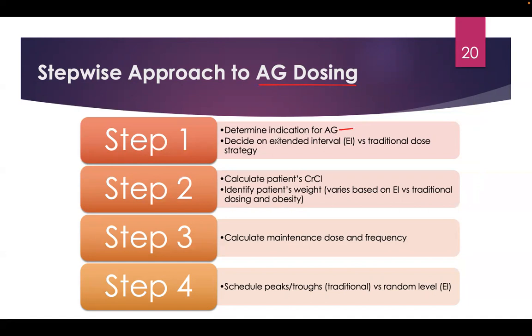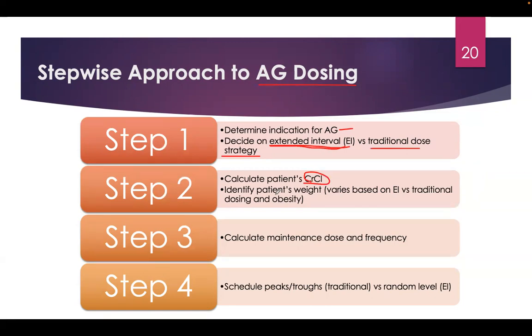And at that point, you can decide, can I do a high dose extended interval, or do I need to do traditional dosing? And for the gram negatives, for the most part, unless there's underlying profound kidney injury, we're going extended interval. But that's why you calculate the patient's creatinine clearance. But then you need to identify the patient's weight. And what I do is I will use the patient's actual weight, unless they're 120% of their ideal body weight, then I will do adjusted.